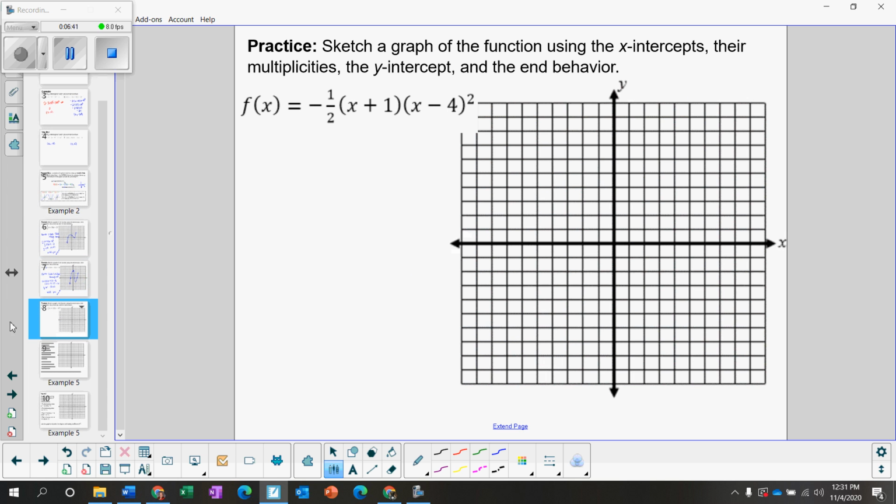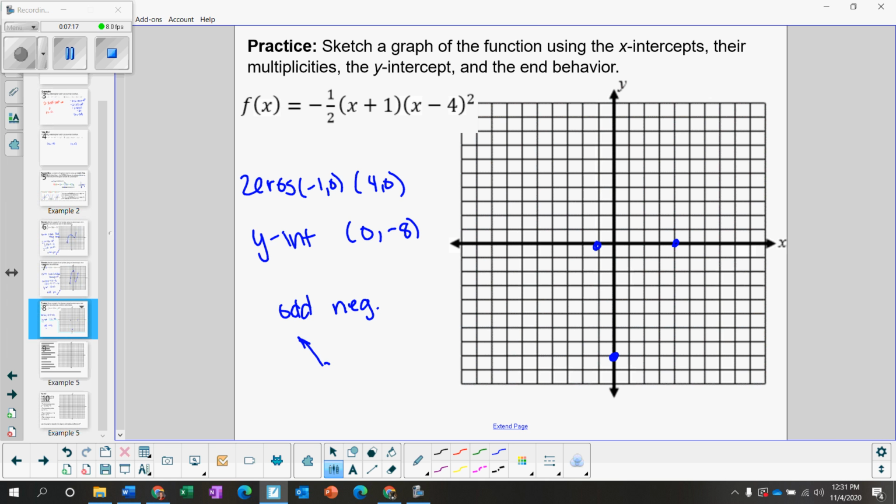So you go ahead and try this one, pause it, and then I'm going to show the answer. All right, so our graph should look something like that.